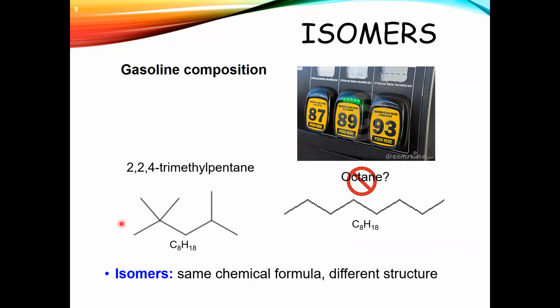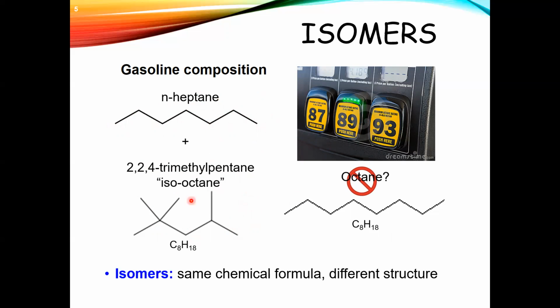Similarly with isomers, we can have these different isomers. And so this 2,2,4-trimethylpentane is known colloquially as isooctane. So what we're really measuring in our octane levels is the amount of isooctane and the amount of this n-heptane. Hep means 7.